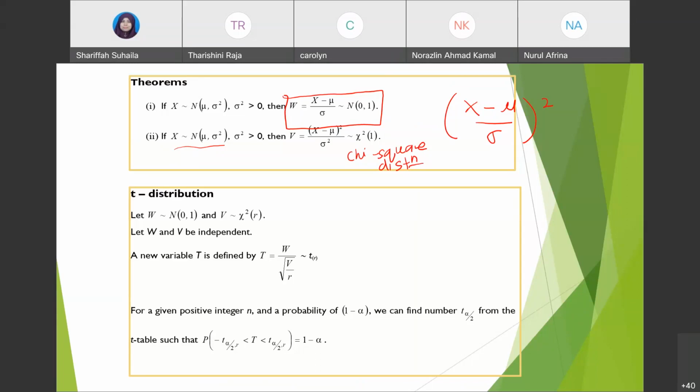So remember that chi-square distribution, you have a degree of freedom. Okay, kalau dalam stats table, you have degree of freedom. Taburan dia. So degree of freedom here, if we have X minus mu over sigma square, it will become chi-square with 1 degree of freedom. Okay, with 1 degree of freedom.